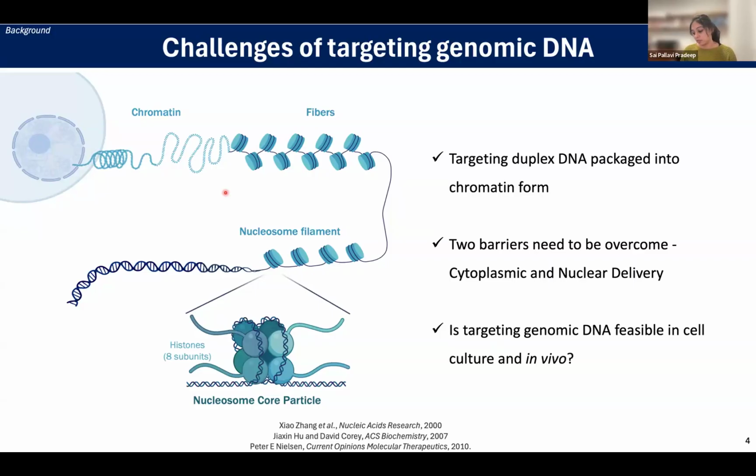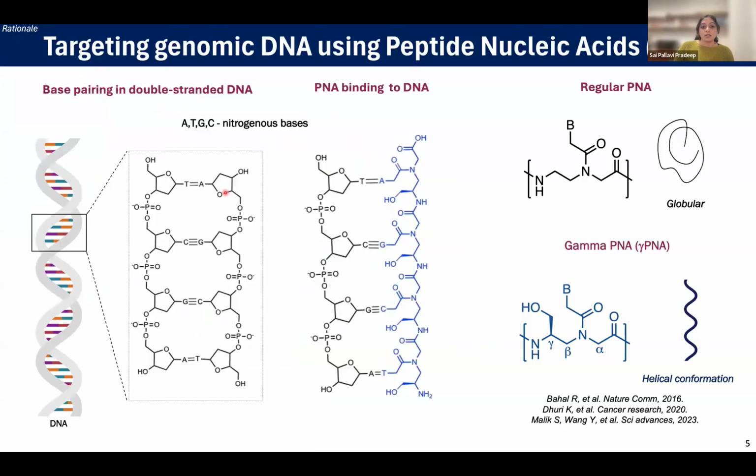its preclinical efficacy. So PNAs are nucleic acid analogs where the phosphodiester backbone is replaced by an aminoethyl glycine backbone, which is neutral in charge. This replacement also makes it resistant to enzymatic degradation. PNAs bind with complementary DNA via hydrogen bonds, and they follow Watson-Crick base pairing rules.